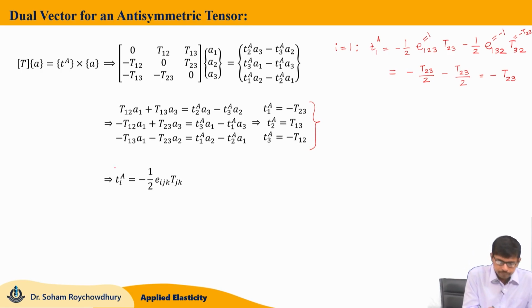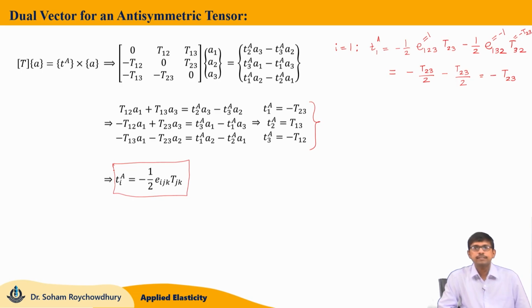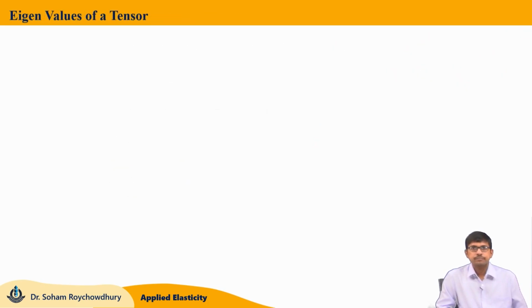So, this expression can be expanded, and with that we can show that all the components of the antisymmetric tensor can be represented with this equation. T_i^A, the dual vector of an antisymmetric tensor, equals minus half of permutation symbol Eijk Tjk, where T is an antisymmetric tensor.